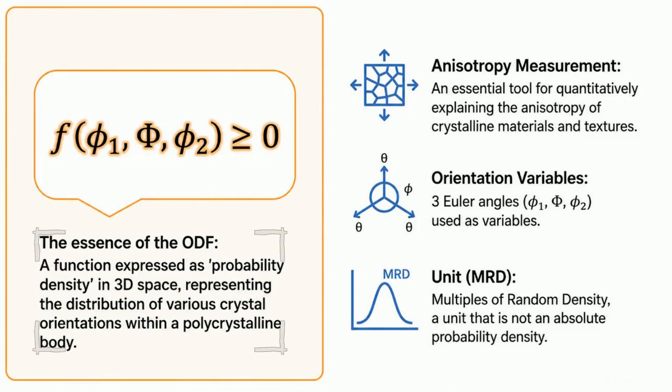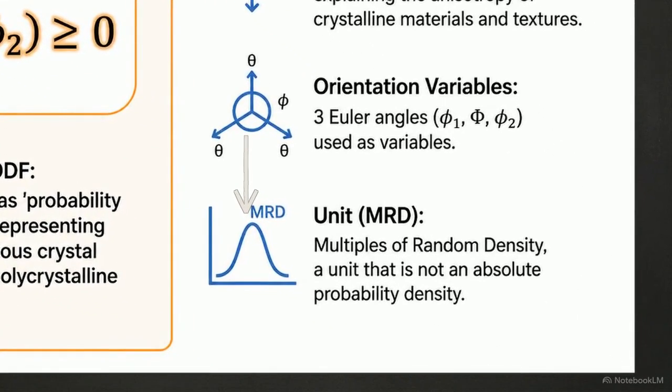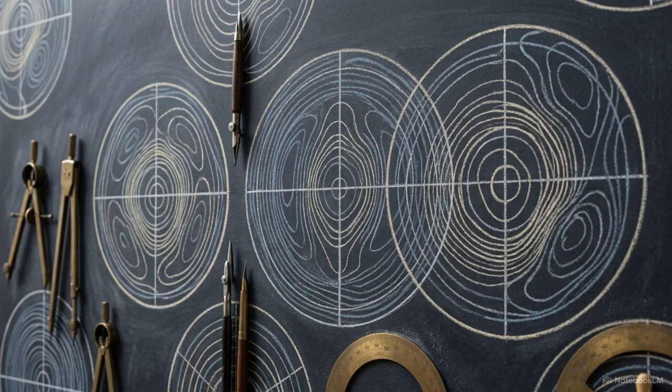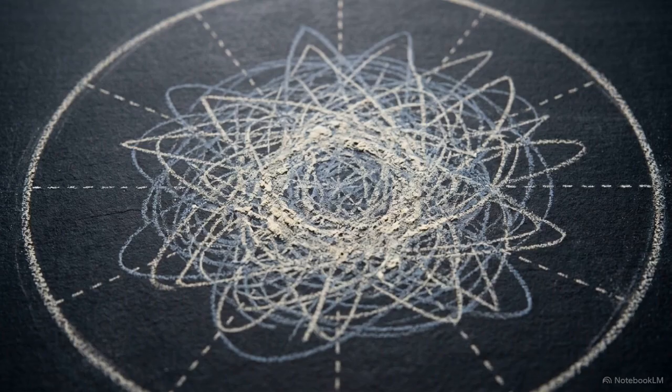This is a three-dimensional probability density function that calculates these orientations, typically expressed in a unit called multiples of random density, or MRD. Historically, engineers relied on two-dimensional pole figures to plot this data, but this introduces a critical failure point known as information concentration.